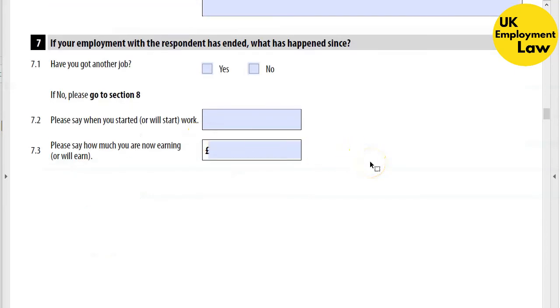Next is section 7. If your employment with the respondent has ended, what has happened since? In 7.1, some claimants leave this empty. My view is that some claimants may feel reluctant to provide this information to their ex-employer. The copy of this claim form is sent to the claimant's ex-employer as they are the respondent.